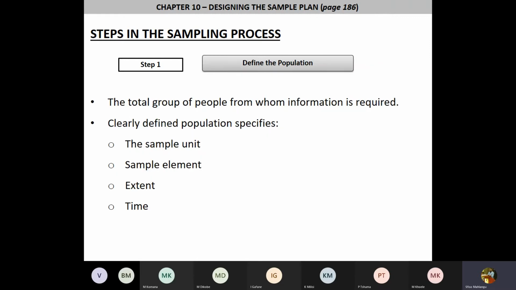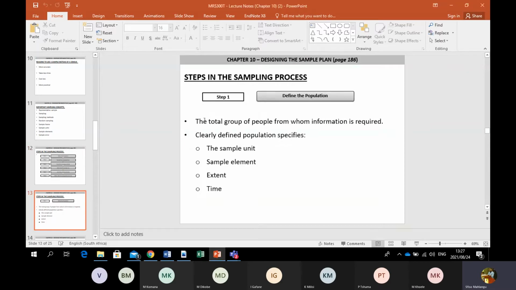So let's start with step 1. If you read on page 216, you can highlight the first sentence there, defining the population, at the bottom of the page. The total group of people from whom the information is required. Remember, everyone who qualifies to be part of the study becomes a population. A clearly defined population specifies the following: the sampling unit, sample element, the extent, and time. So when you define the population, you must have these 4 aspects.